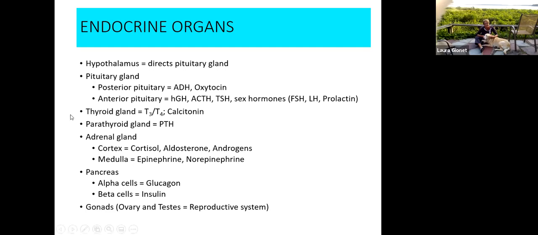All right, so starting at the top or superiorly and work our way down, we're going to look at the hypothalamus. Then we have the pituitary gland that sits in the sella turcica of the sphenoid bone. You have the posterior pituitary that stores and releases antidiuretic hormone and oxytocin. And from the anterior pituitary, we have 6 hormones: human growth hormone, adrenocorticotropic hormone, or ACTH, thyroid stimulating hormone, and 3 sex hormones: follicle stimulating hormone, luteinizing hormone, and prolactin.